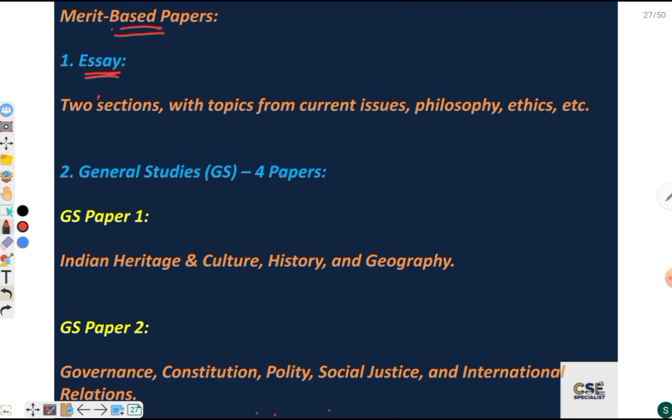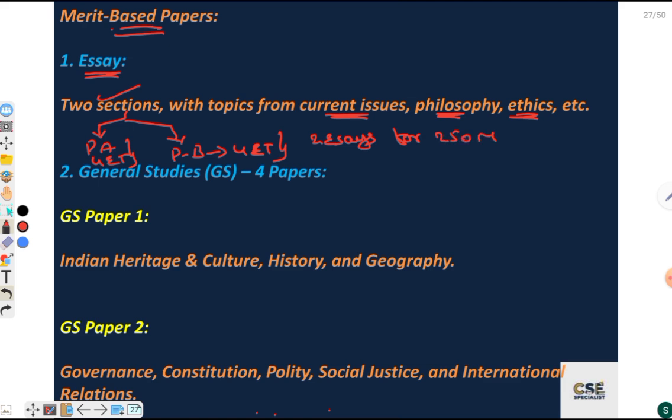Next is the essay paper. Here there are two sections, that is part A and part B, with topics from current issues, philosophy, ethics. Part A consists of four essay topics and part B consists of four essay topics. You have to choose one essay topic from part A and one essay topic from part B, and you have to write a total of 2 essays for 250 marks.